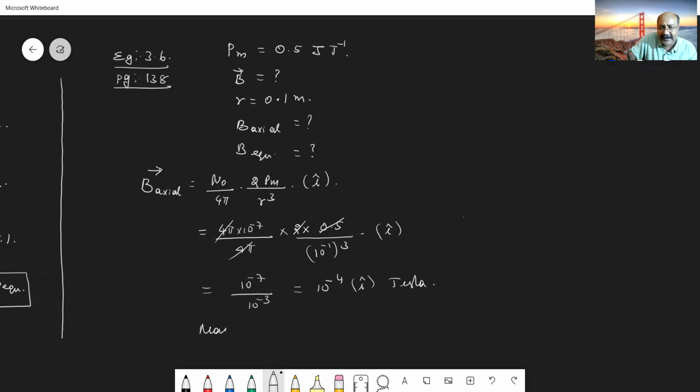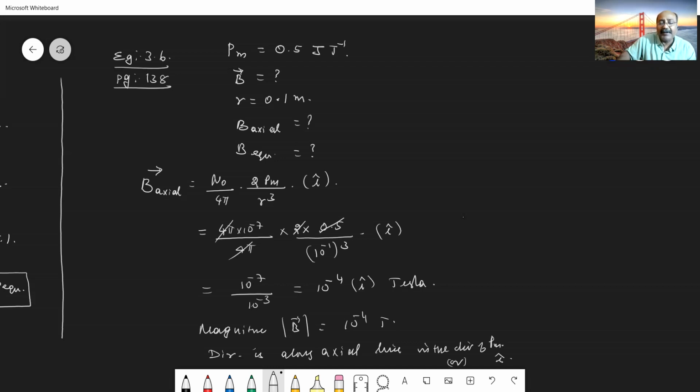So if you want to write the magnitude, B vector is equal to 10 power minus 4 Tesla. The direction is along the axial line, in the direction of the dipole moment PM, or along I cap, the positive x-axis.